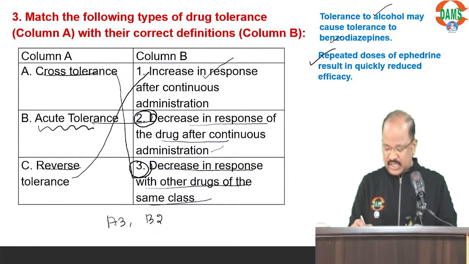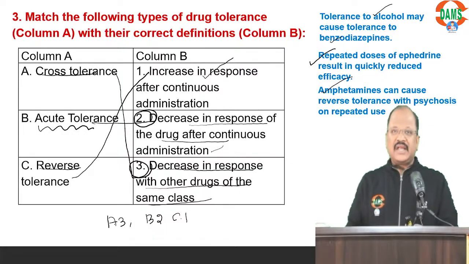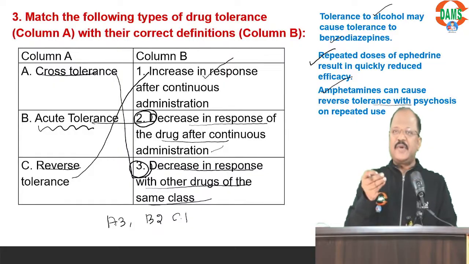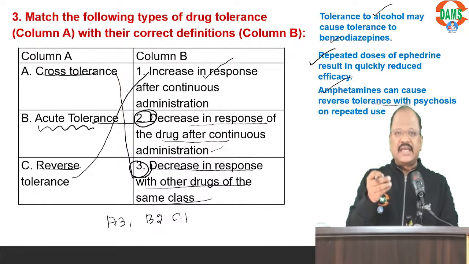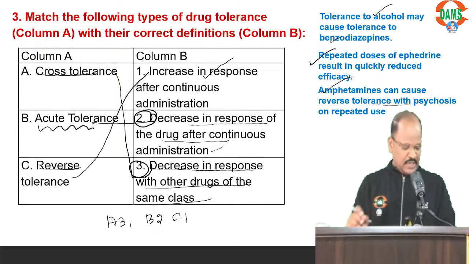They call it reverse tolerance. For example, I have something called amphetamine, a psychoactive drug. When given repeatedly, it may aggravate the response. They cause more psychiatric problems, and we don't use this nowadays because of the many psychiatric problems, like loss of appetite and so on. Anyway, reverse tolerance is opposite to tolerance. There's an increase in response, called reverse tolerance or sensitization. So this is a straight question.